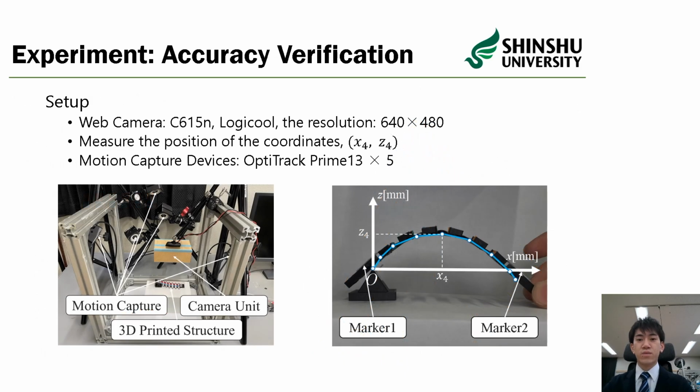Now, let me explain the experimental setup. We used a cheap web camera, a Logicool C615N, whose resolution is 640 times 480 pixels. To verify the proposed method, we measure the position of X4Z4 and compare it with the position acquired from motion capture, OptiTrack Prime 13.